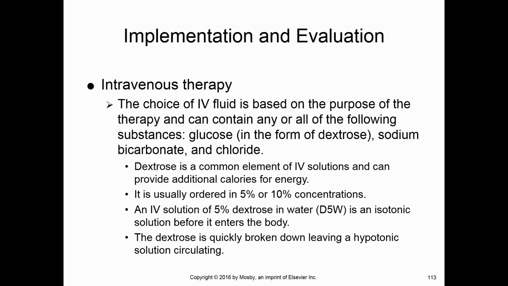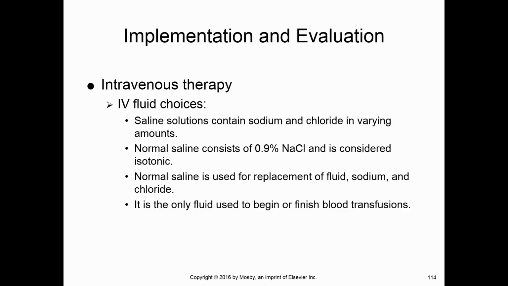But typically, unless someone has a blood sugar problem, we give D5, okay? So that's the patient that's NPO for a while, and we just want to give them a little bit of blood sugar. Anything higher than 5%, maybe they do have a little hypoglycemia problem in addition to whatever else is going on with them, okay?